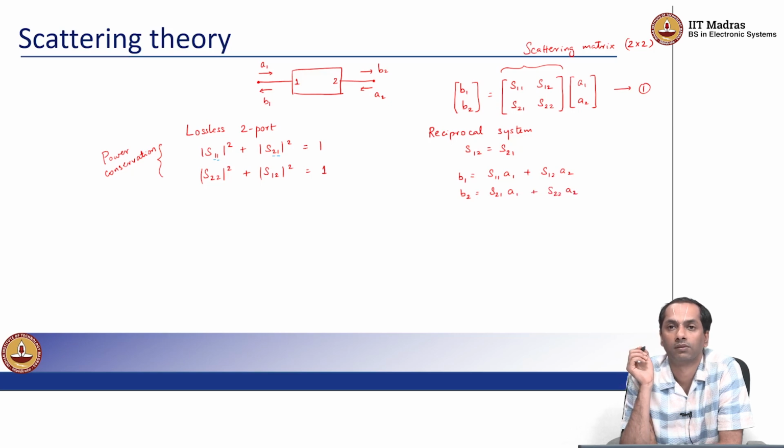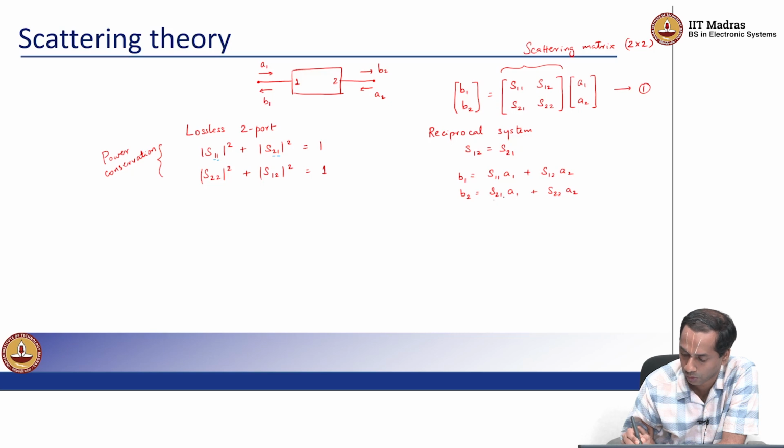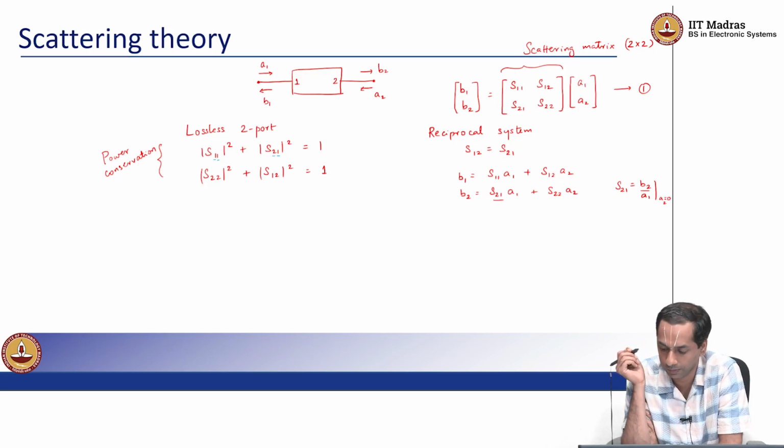So you can also see the definition for the S matrix that we saw in the previous slide, Sij being the ratio of Bi by Aj, given that all other A's are 0. So even here, if I wanted to know what is S21, S21 is essentially B2 by A1 given A2 is 0. So hopefully you can understand the definition of the scattering matrix in the previous slide for this simple two-port system.